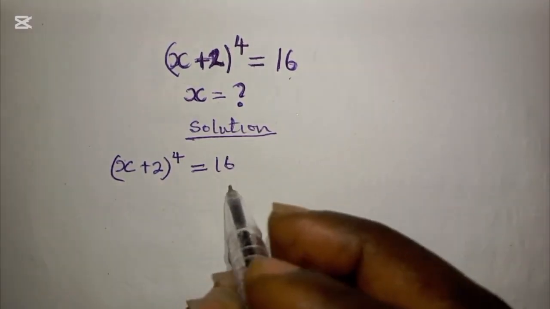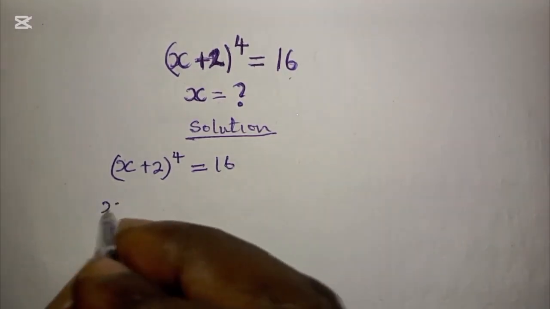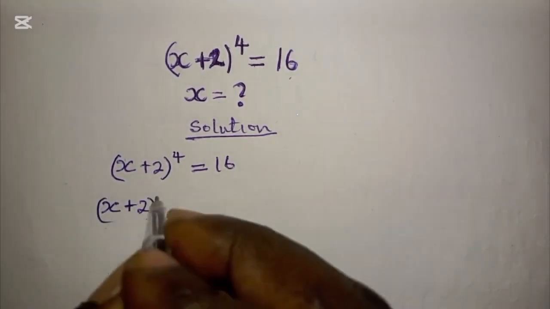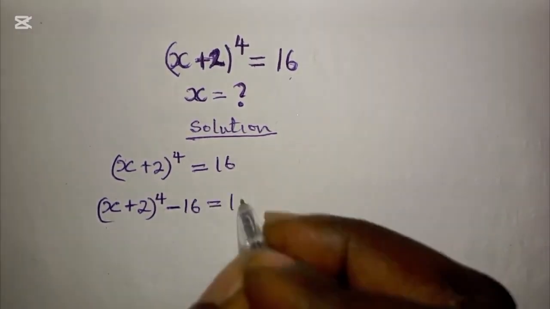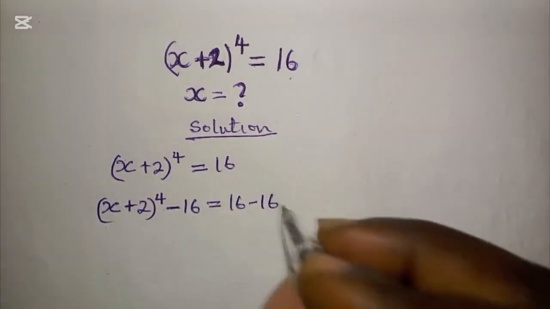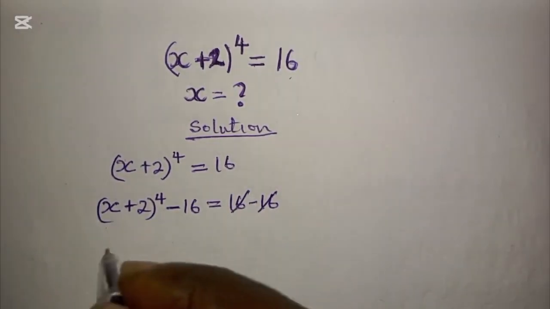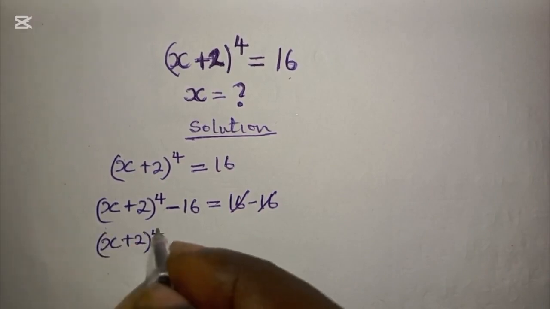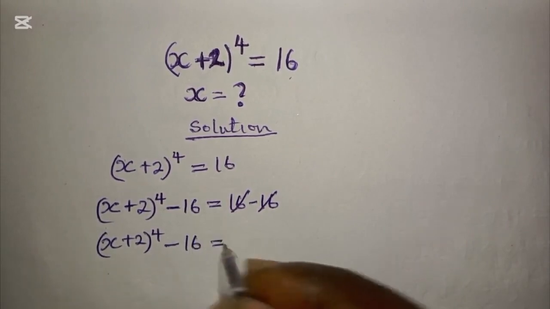Okay, let's subtract 16 from both sides. So we have (x + 2)^4 - 16 = 16 - 16. So 16 cancels minus 16. So we have (x + 2)^4 - 16 = 0.